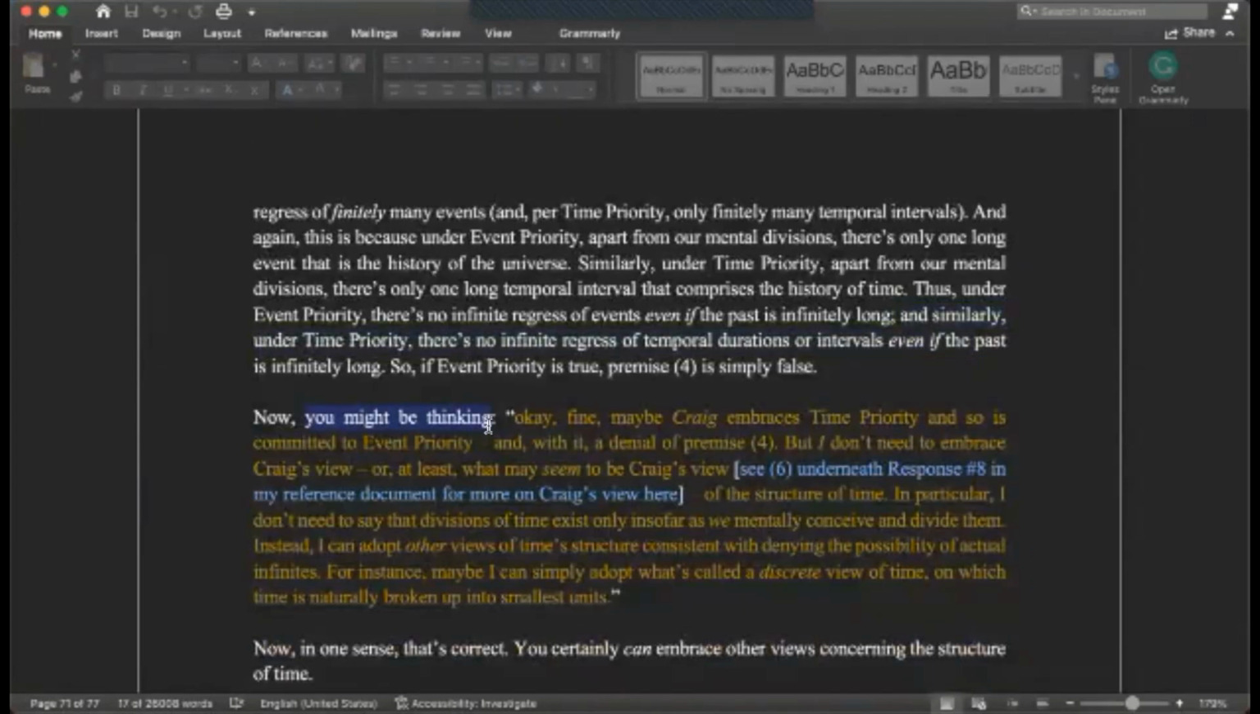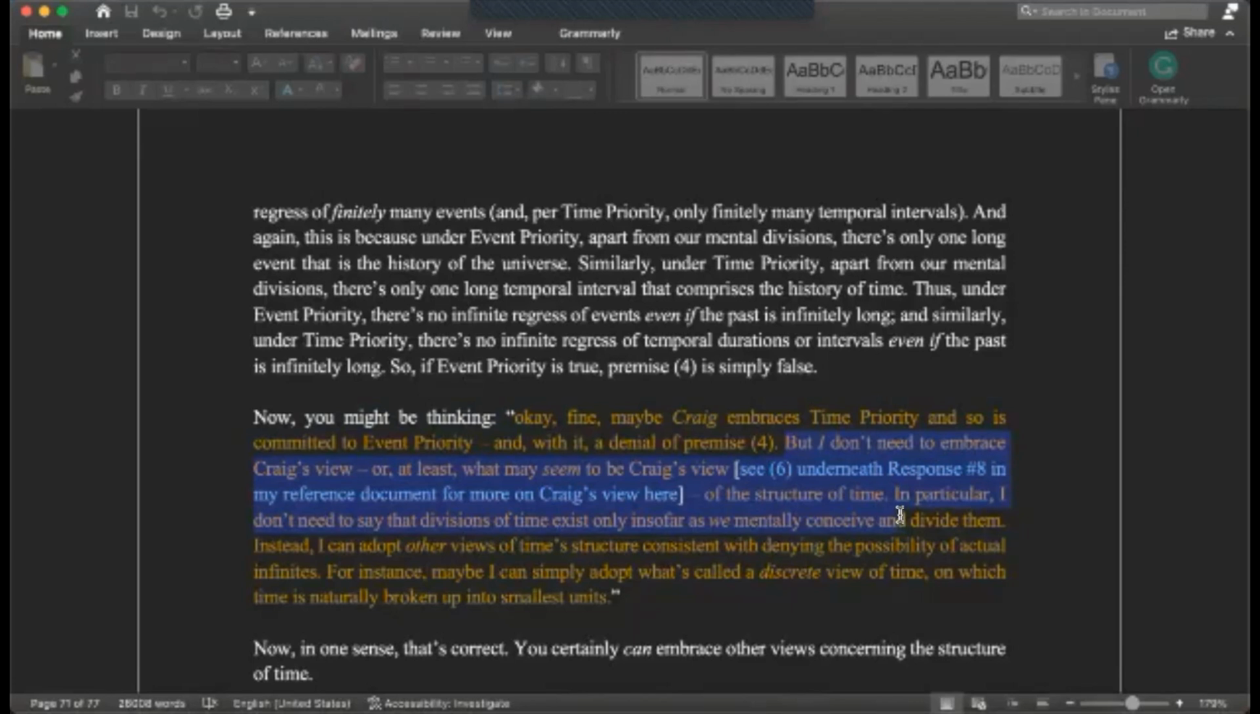Now, you might be thinking at this juncture, okay, fine, maybe Craig embraces time priority and so is committed to event priority, and with it, a denial of premise 4. But I don't need to embrace Craig's view, or at least what may seem to be Craig's view. You can see note 6 underneath response number 8 in my reference document for more on Craig's view here. You might think, I don't need to respond to this argument by embracing Craig's view of the structure of time. In particular, I don't need to say that divisions of time exist only insofar as we mentally conceive and divide them. Instead, I can adopt other views of time structure, consistent with denying the possibility of actual infinities.